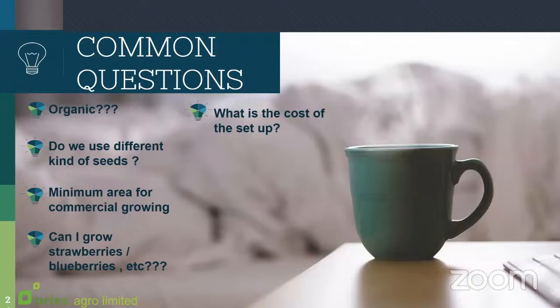Cost of setup depends on what technique you are planning to use, whether you're going to go for a circulating system and fully automate it, or you're going to go for soilless growing with troughs and put up only drip lines and not use any kind of sensors. So your cost keeps on varying depending upon what you have opted for.